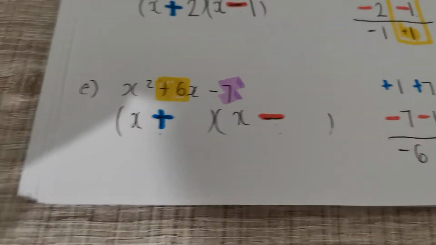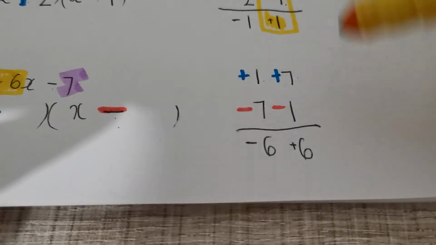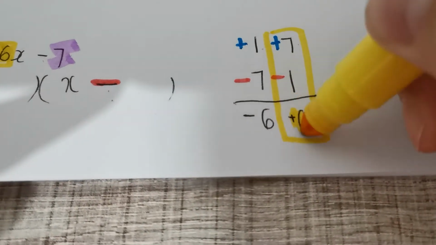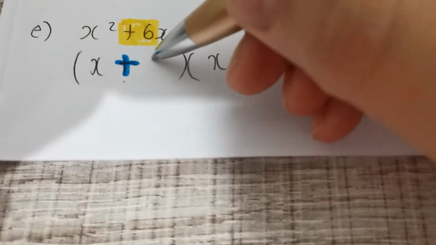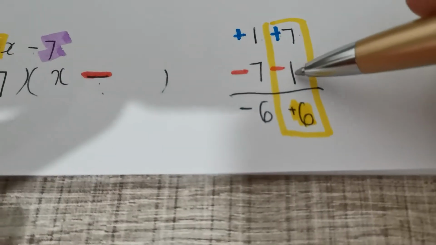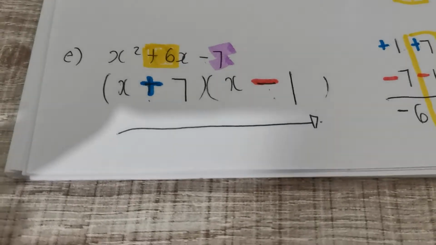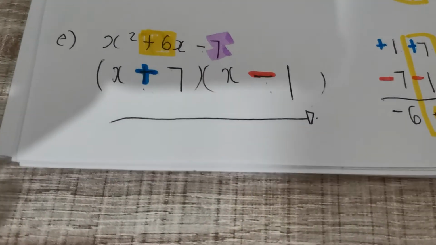Okay, last one. Can you see over here? I need positive 6. So where's the positive 6? This one over here. Next to my blue, 7. Next to my pink, 1. And there we go. That's how you factorize a trinomial. All right, let's do the whole process all over again just to help you remember.